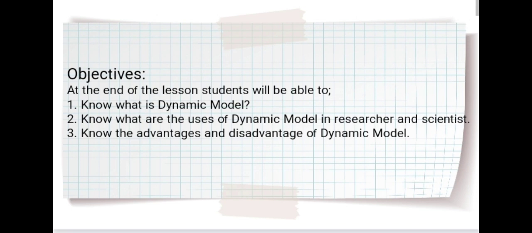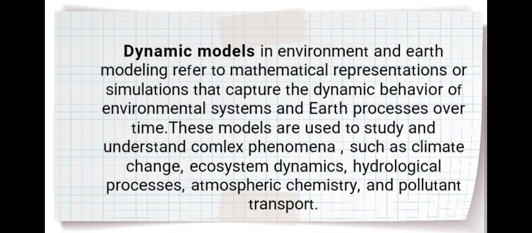So, what is dynamic models? Dynamic models in environmental and earth modeling refers to a mathematical representation or simulation that captures the dynamic behaviors of environmental systems or earth processes over time. So, the dynamic model is used to study complex phenomena such as climate change, seasonal changes, ecosystem dynamics and hydrological processes, atmospheric chemistry and pollutant transport. So, those are the uses of dynamic models.